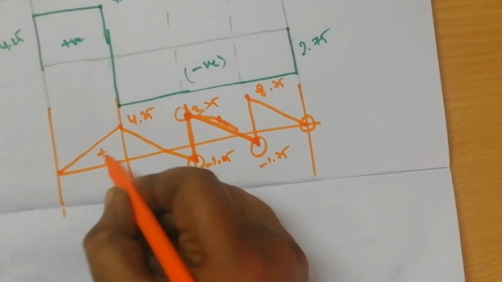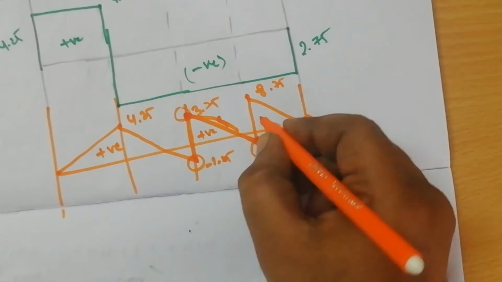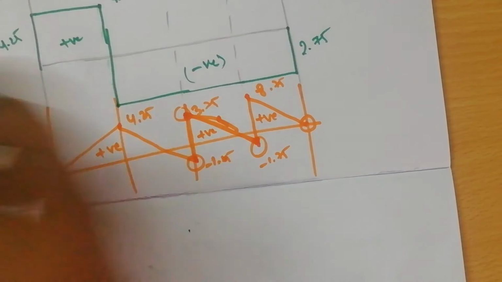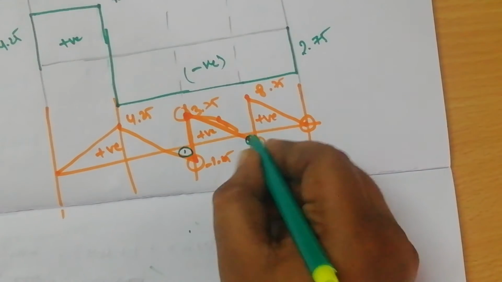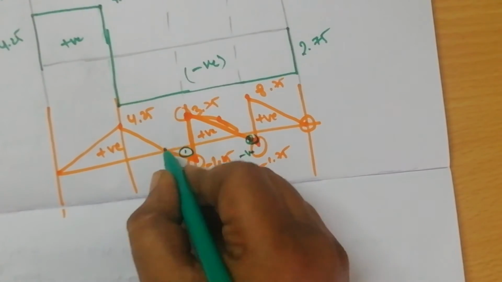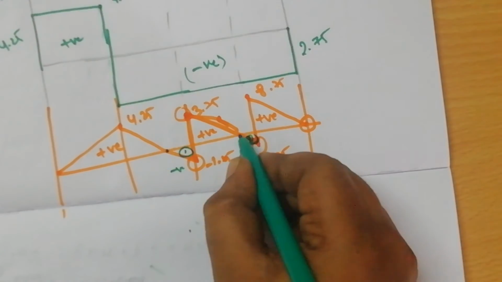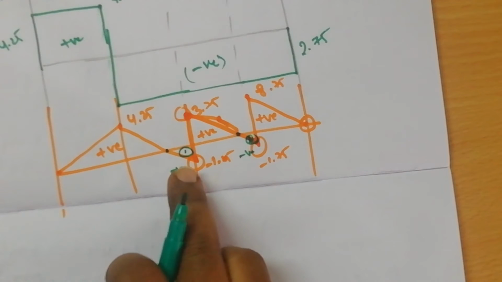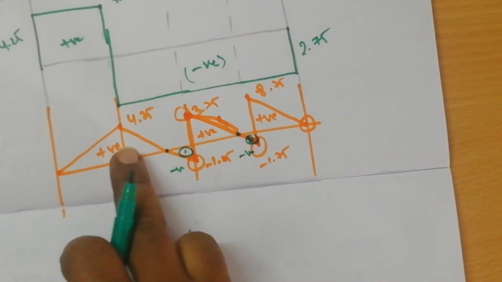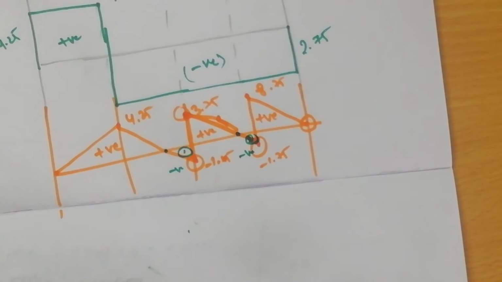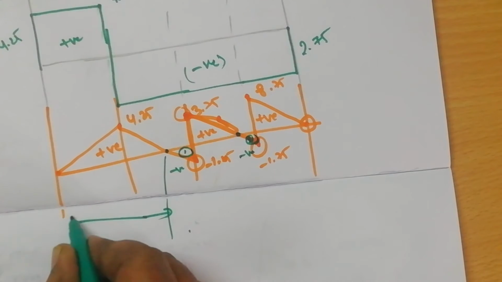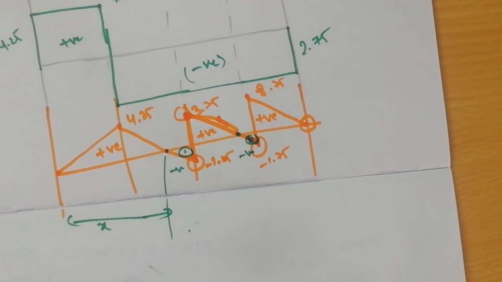So this is positive, this is positive, this is positive, and you have two negative parts. One is this one, the second is this one. Here also you have to calculate the moment. Why? These two points are your points of contraflexure, because the bending moment is changing sign from negative to positive, and here also from negative to positive. So let us first calculate this distance. I will take this as x.